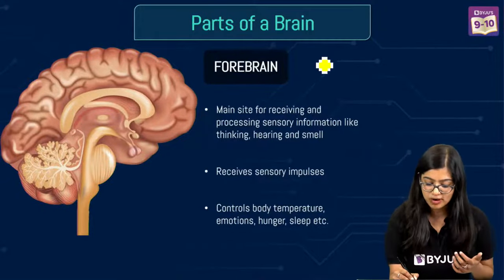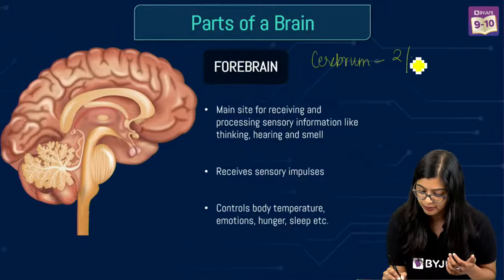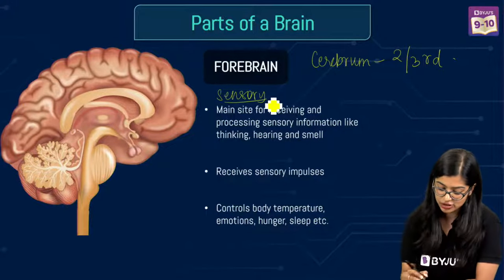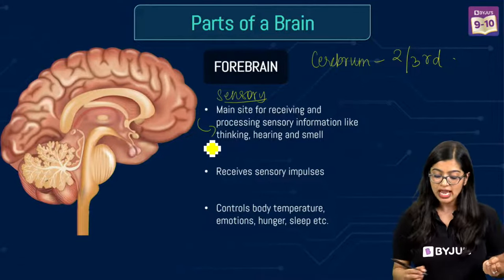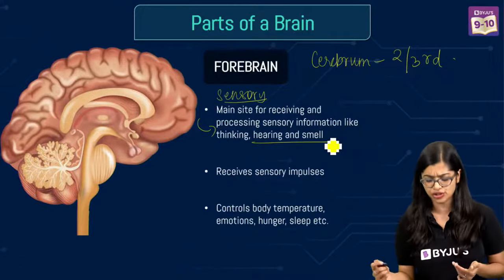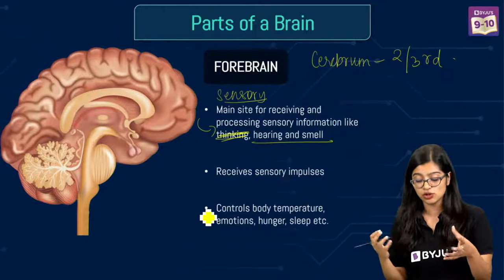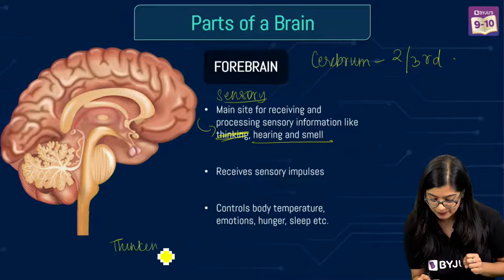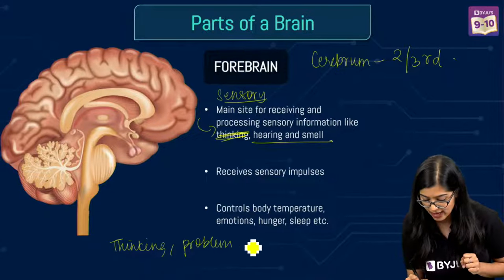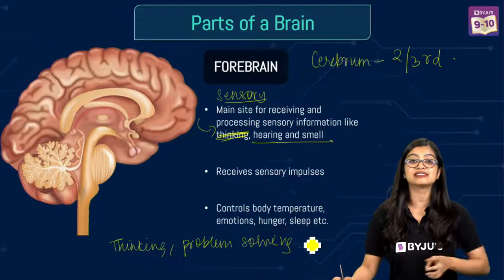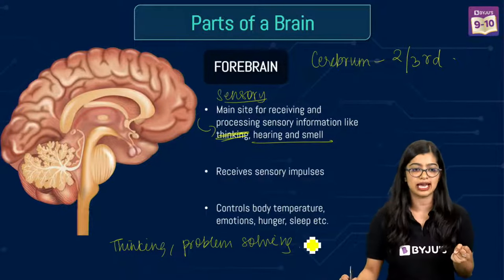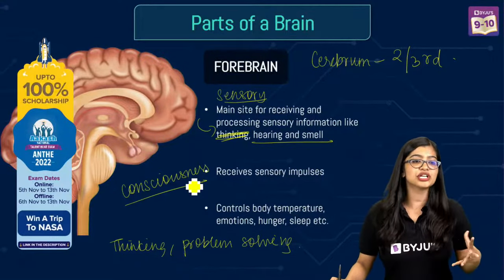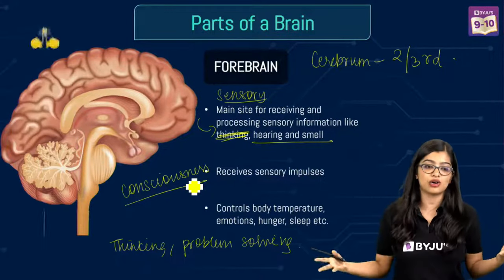Yes? So, cerebrum, of course, as we know, makes up 2/3 of our brain, right? And we see that it has important functions. It controls some sensory functions, such as getting the sensory information, such as hearing and smell and vision. Then it is also responsible for regulating various cognitive functions such as thinking and problem solving, right? And often we say that the cerebrum is the seat of intelligence and consciousness. Now, consciousness is how aware we are of our surroundings, right?